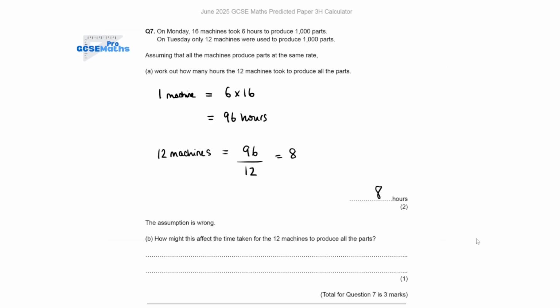Part B, it says that the assumption is actually wrong. How might this affect the time taken for the 12 machines to produce all the parts? So what was the assumption? It was that all the machines produce parts at the same rate. If this is wrong, if they don't produce parts at the same rate, how would this affect my answer?